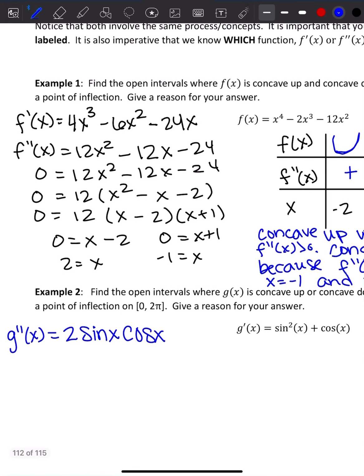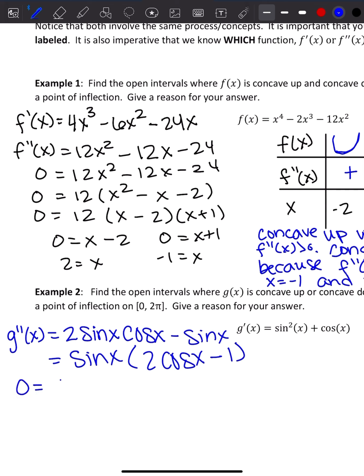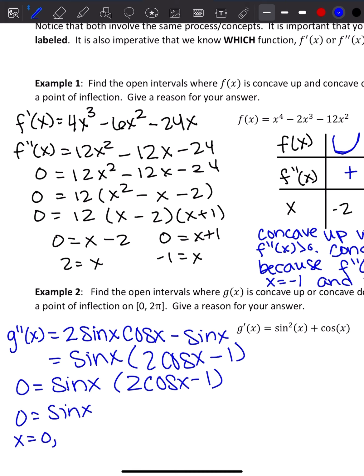We have 2 sine of x, cosine of x. Now we need to take the derivative of cosine, which is negative sine of x. They both have a sine of x in common, so let's factor out that sine of x to see what we get. So 0 is equal to sine of x times 2 cosine of x minus 1. 0 equals sine of x. 0 equaling sine of x is even easier. 0 equaling sine of x happens when x is equal to 0, pi, and 2 pi.